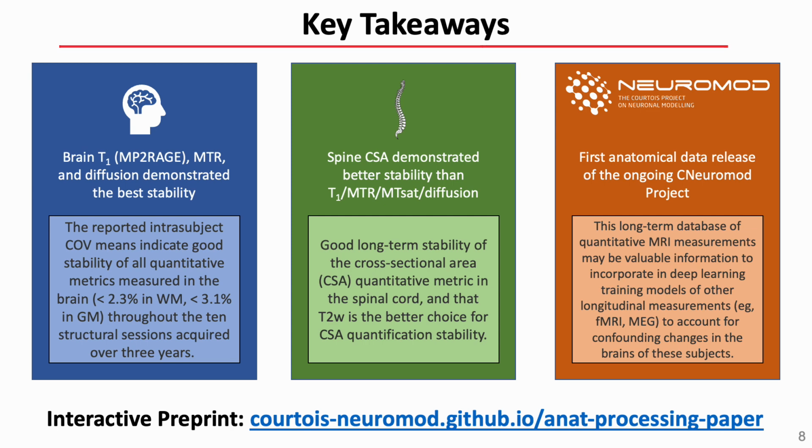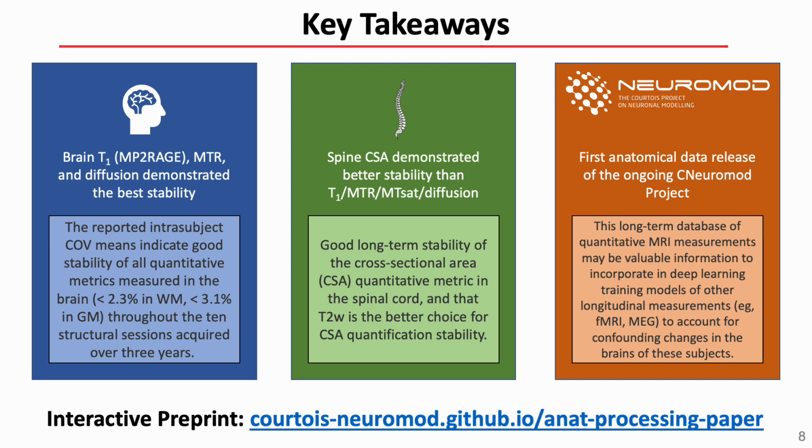Overall, we found that brain T1 measured using MP2RAGE, MTR, and diffusion demonstrated the best longitudinal stability. The reported intra-subject coefficient of variation means indicate good stability of all quantitative metrics measured in the brain, less than 2.3% in white matter and 3.1% in gray matter, throughout 10 sessions acquired over 3 years.